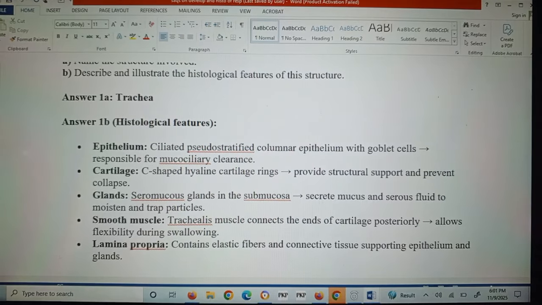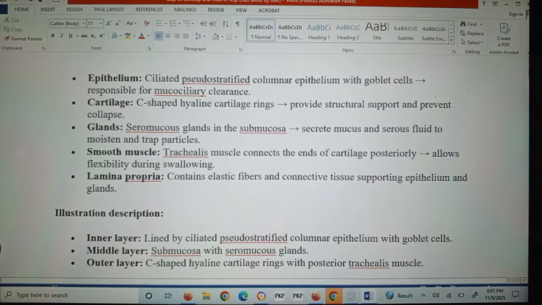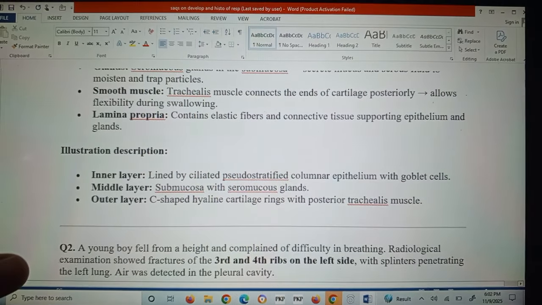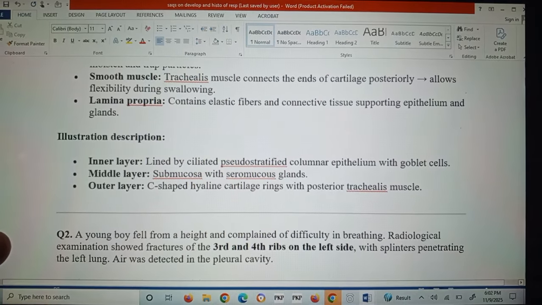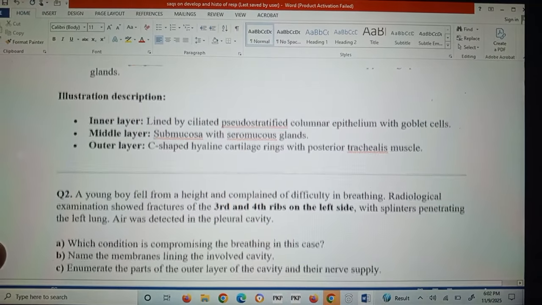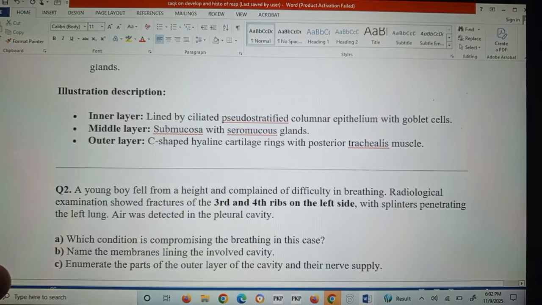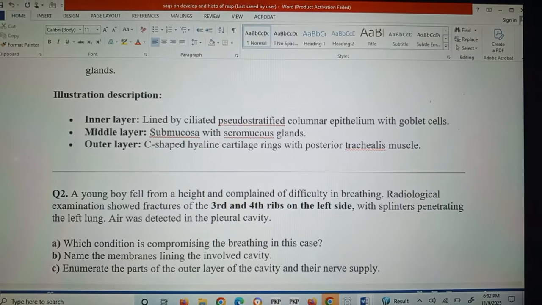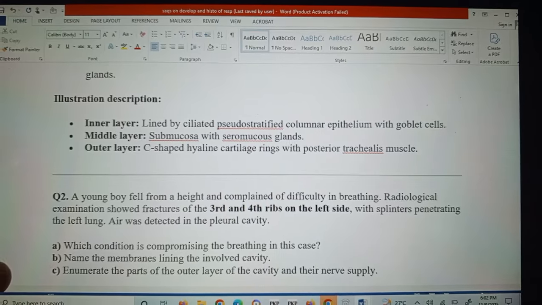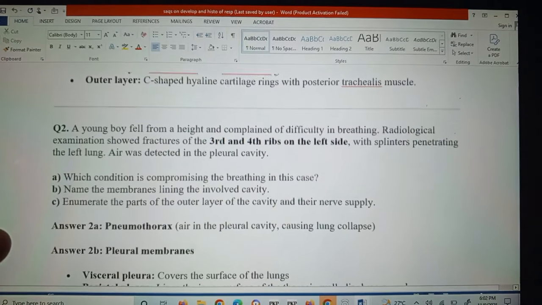Seromucous glands in the submucosa secrete mucus and serous fluid to moisten and trap particles. Smooth muscle, the trachealis muscle, connects the ends of the cartilage posteriorly and allows flexibility during swallowing. Lamina propria contains elastic fibers and connective tissue supporting epithelium and glands. In the illustration, you need to point out the inner layer, the middle layer, and the outer layer. Outer layer will be having C-shaped hyaline cartilage ring with posterior trachealis muscle. Middle layer with the submucosa, and submucosa with seromucous glands. Inner layer with the epithelium, ciliated pseudostratified columnar epithelium with the goblet cells.